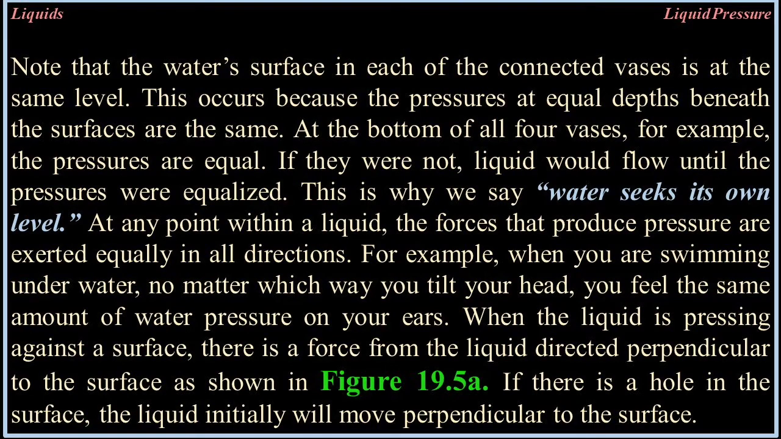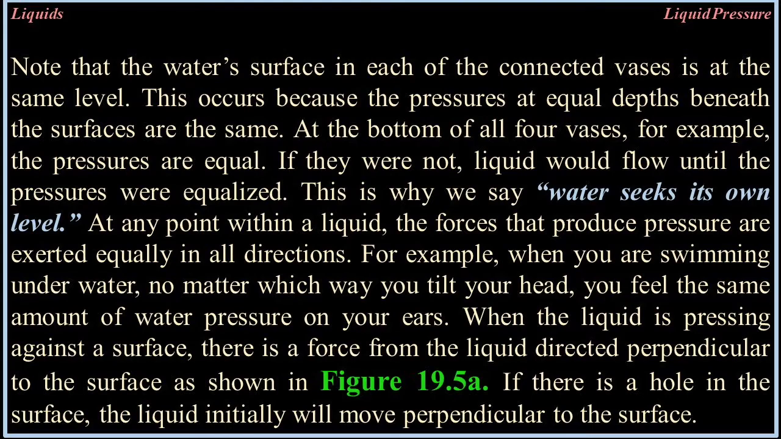Note that the water's surface in each of the connected vases is at the same level. This occurs because the pressures at equal depths beneath the surface are the same. At the bottom of all four vases, for example, the pressures are equal. If they are not, liquid would flow until the pressures were equalized. This is why we say water seeks its own level.